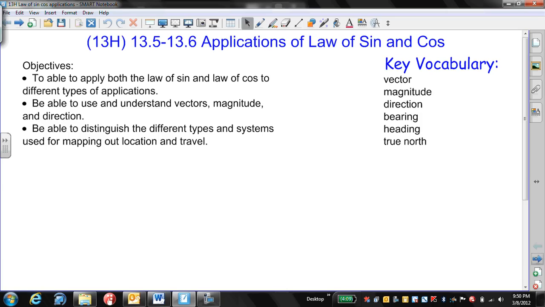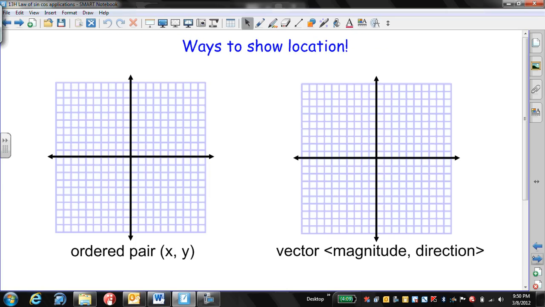So let's go ahead and take a look at first two different ways to show location. Now we're very used to ordered pairs. And what is simply an ordered pair? Let's go ahead and graph something here, 5 comma 5. So what does that mean to us? That means we start at the origin and we go over 5 spaces, 2, 4, 5. We go up 5 more here, and there's our dot, 5 comma 5.